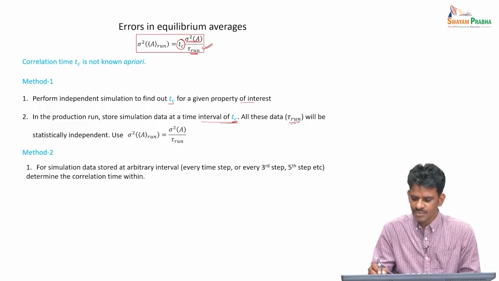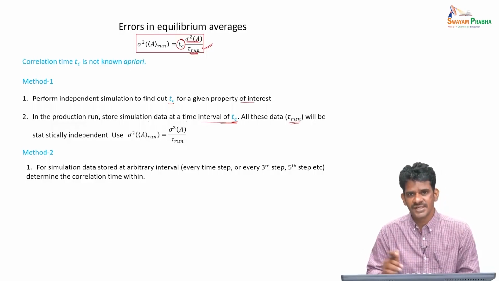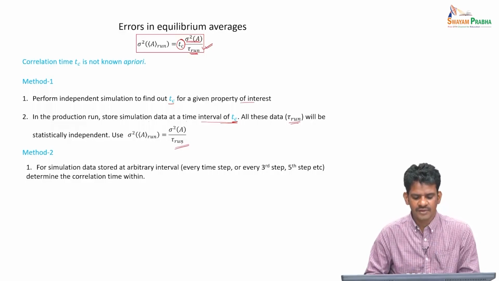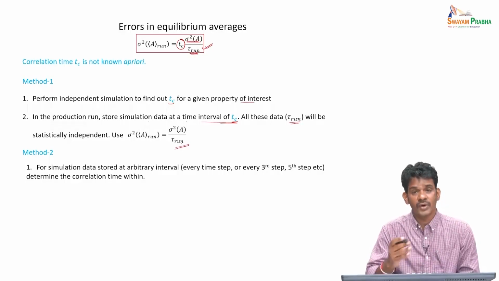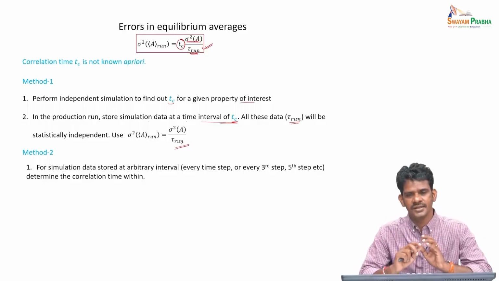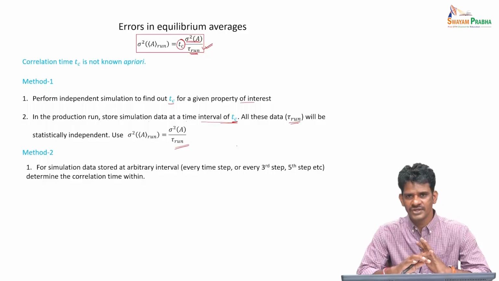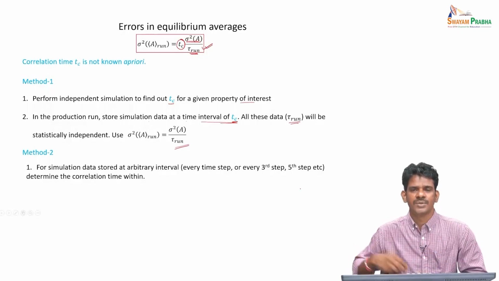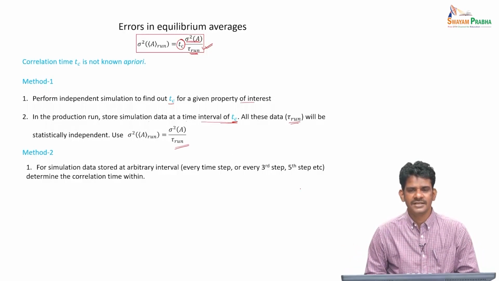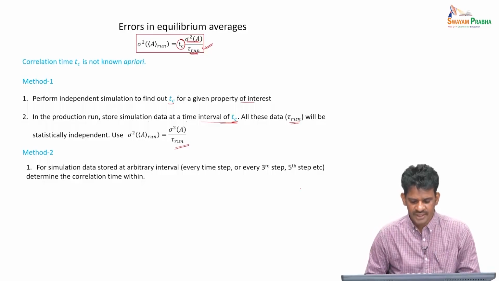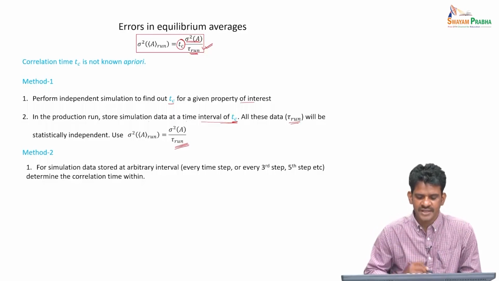Then, if you have such statistically independent data sets, we can use the standard formula to calculate the error in the mean. So this is one approach. What we are saying is that before your production run, you do a short simulation and find the correlation time by calculating the autocorrelation function and integrating it. After that, in the production run, you store the simulation data only once in tau c time steps, so that we guarantee all these data sets are statistically independent, and then we can straight away use this expression to get the error in the mean.